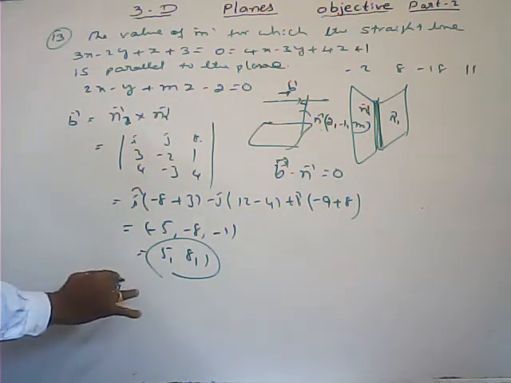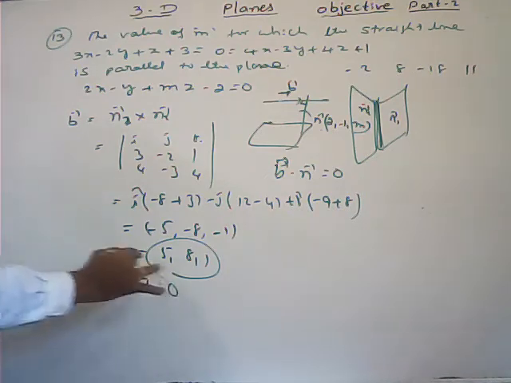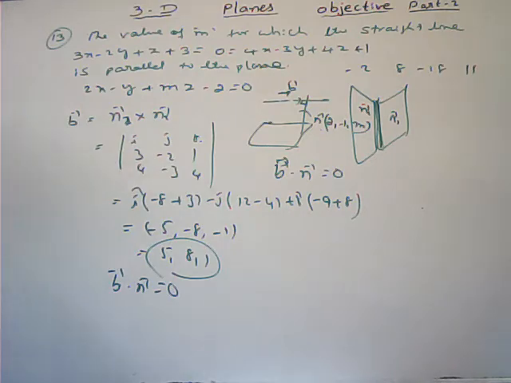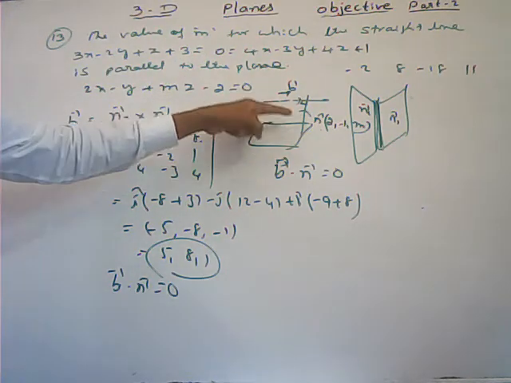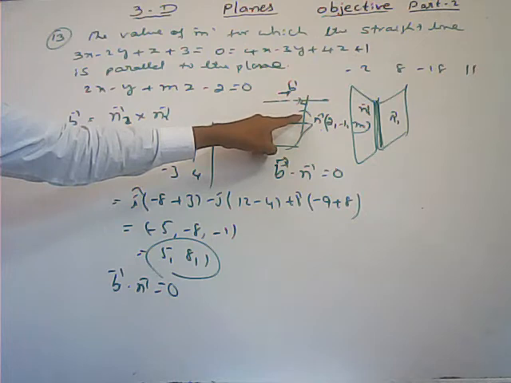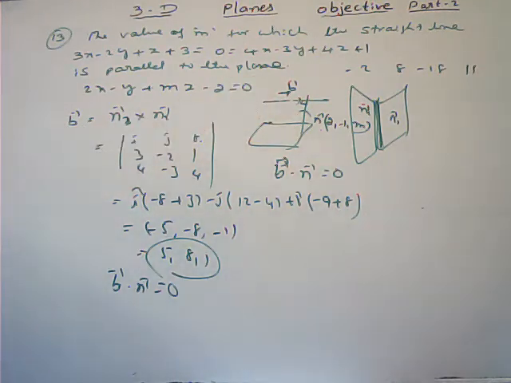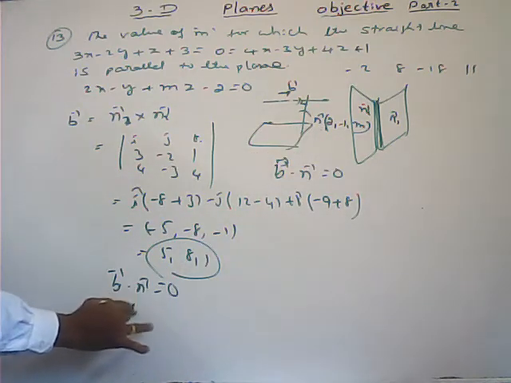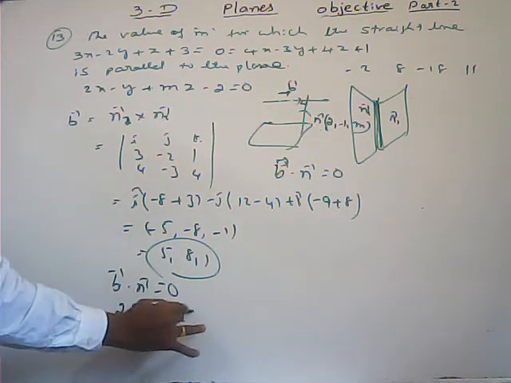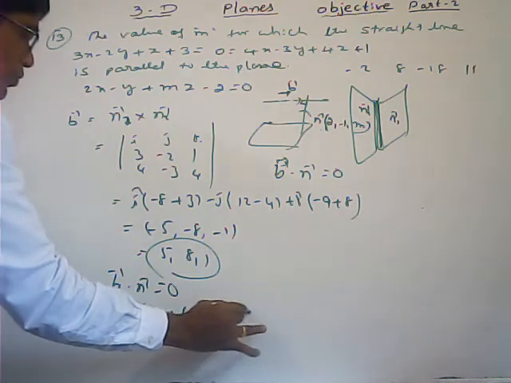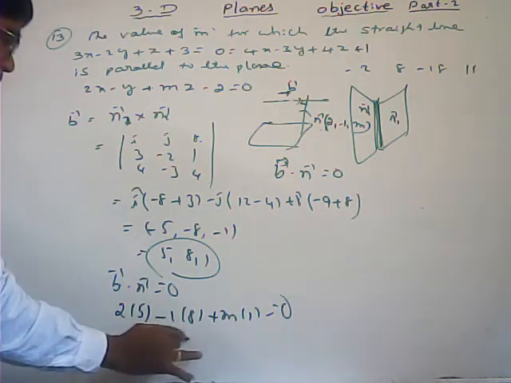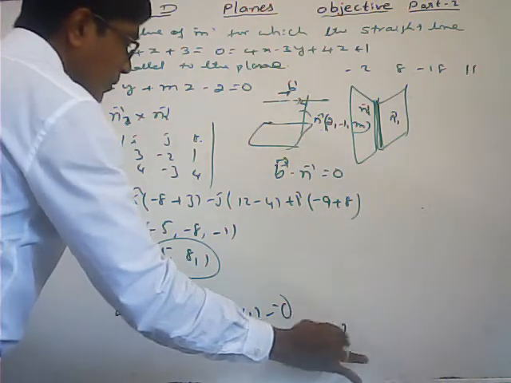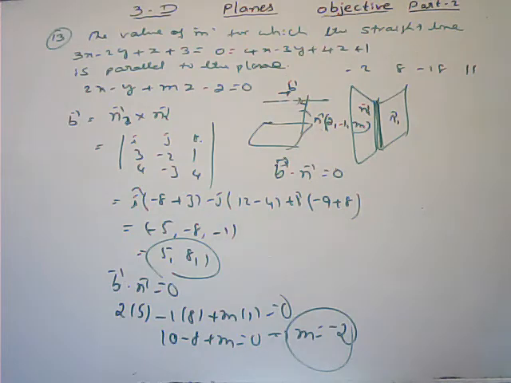Now b bar dot n bar equals 0, because both are perpendicular. The line is parallel to the plane, so we consider the normal direction ratios of the plane. These two are perpendicular, so the dot product equals 0. 2 into 5 minus 1 into 8 plus m into 1 equals 0. 10 minus 8 plus m equals 0. That implies m is equal to minus 2. First option.